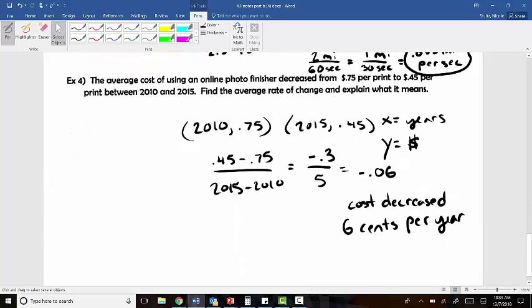Number 4, they also tried to trick you. So your dollars are actually your Y's, and the years are X. So all my ordered pairs should be years, comma, dollars. So when we find a rate of change, we get negative 0.3 over 5, which is negative 0.06. So what that means is over the course of 2010 to 2015, the cost decreased 6 cents each year. So the price of getting a photo went down over time.